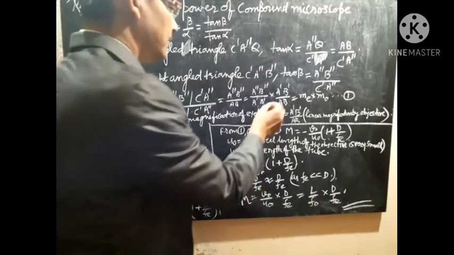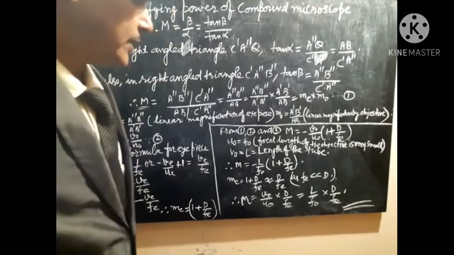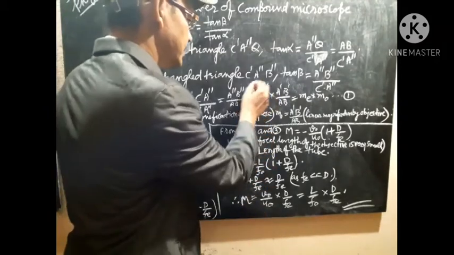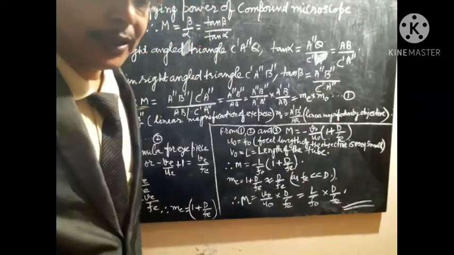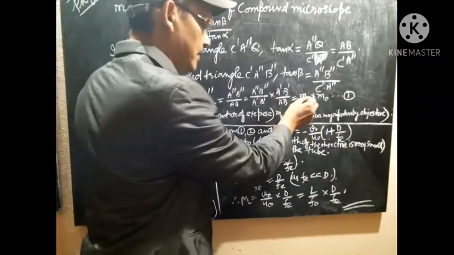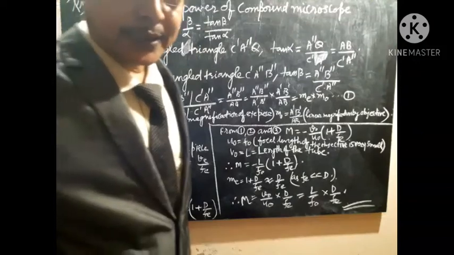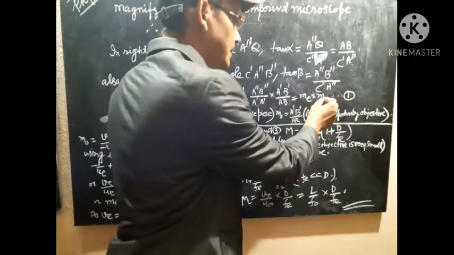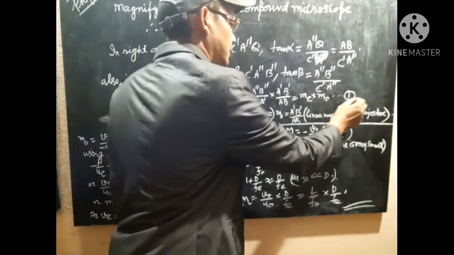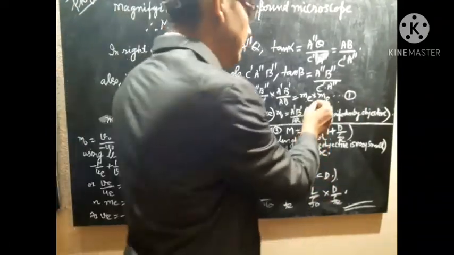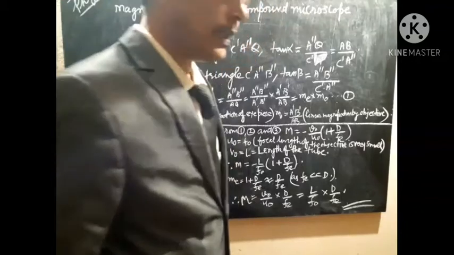But why are you using this thing? Because this will give ME and this will give MO. This is ME, the magnification of the eyepiece, and this is MO, the magnification of the objective. That is equation first, M equals ME multiplied by MO.